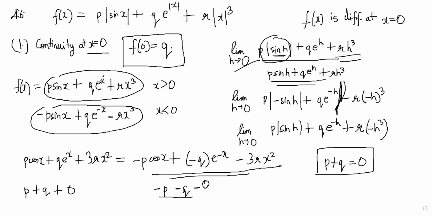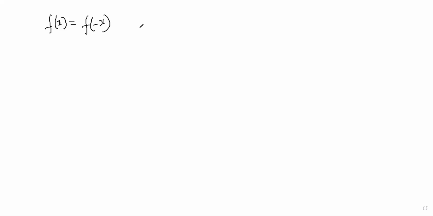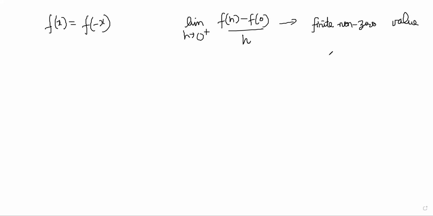Next one was 50. f is an even function such that this limit has some finite non-zero value, right? Even function means f of x is equal to f of minus x, and limit of h tends to 0 plus, f(h) minus f(0) by h, has some finite non-zero value. So if it has some finite non-zero value, denominator is becoming 0, so numerator must be becoming 0 also.